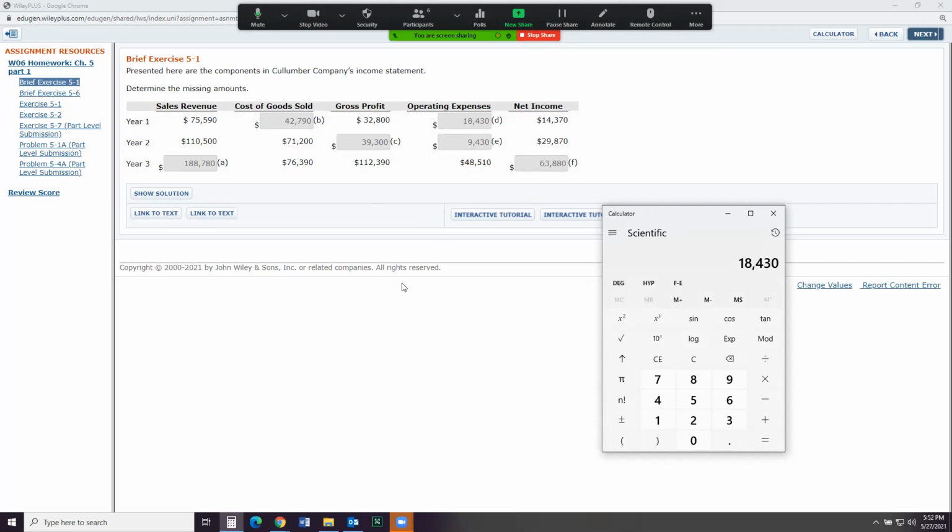In real life, it's what we would be tracking all period long by doing our journal entries, right? Would be tracking those operating expenses. So this is more about the interrelationships. All right. Any other questions?